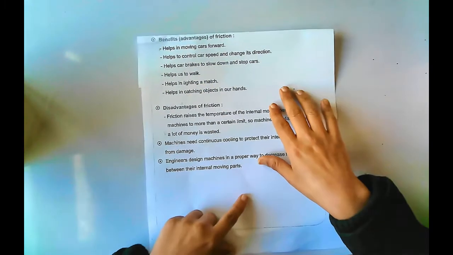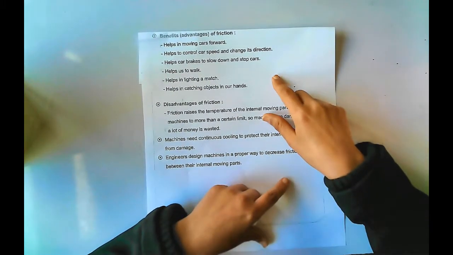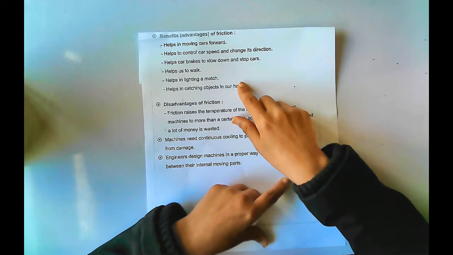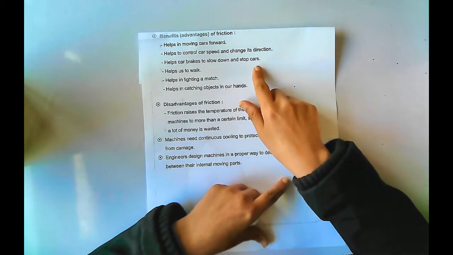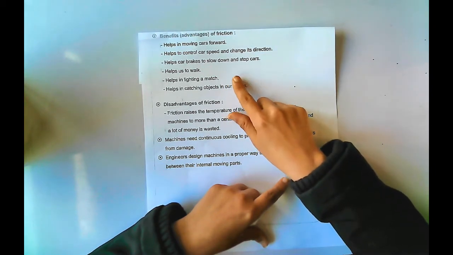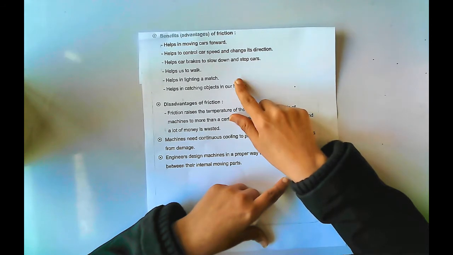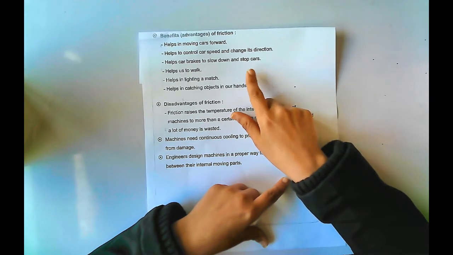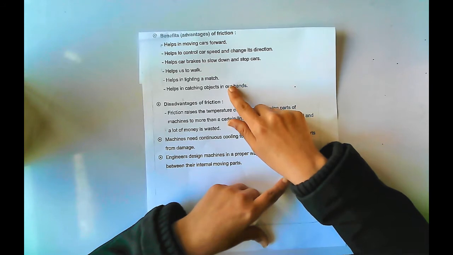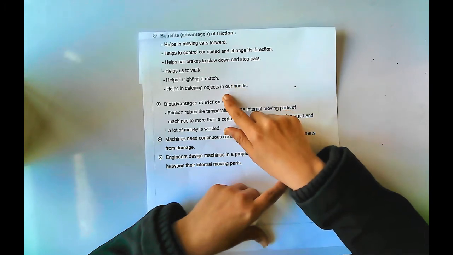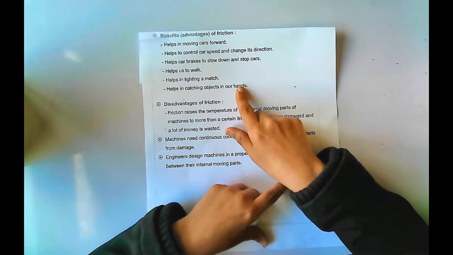So if we want to summarize the advantages and disadvantages of friction, number 1, advantages or benefits: it helps in moving the car forward, helps to control car speed and change direction, helps car brakes to slow down and stop cars, helps us to walk, helps in lighting matches, and helps in catching objects in our hands.